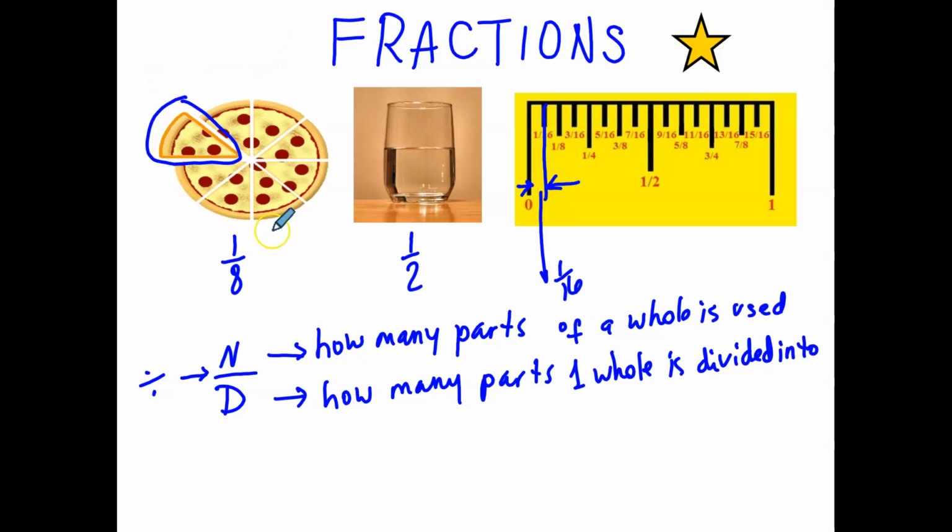For example, in the first picture, the denominator shows that we divided the whole into 8 parts and we used 1 out of the 8. The second picture shows that the glass is half empty or half full. The third picture shows that the inch is divided into 16 small parts. If we measure something up to 5/16, that 5/16 will mean that we took 5 out of the 16 small parts.